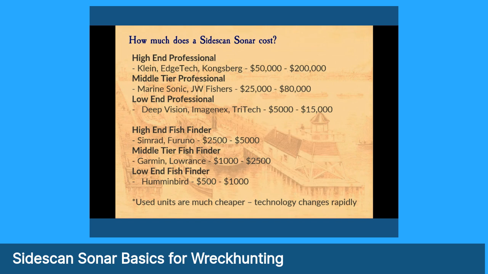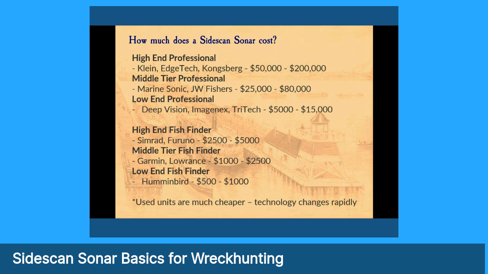How much does a side-scan sonar cost? So I talked about Klein, EdgeTech, Kongsberg: $50,000 up to $200,000 if you want something that's got maybe a sub-bottom profiler or a magnetometer attached to it, or that has multiple frequencies on the same fish. In the middle tier, things like Marine Sonic and JW Fishers are still in the $25,000 to $80,000 range. But the low-end professional, Deep Vision in particular, is what I use, and you can get an excellent Deep Vision unit for under $10,000 with long cable and good software.